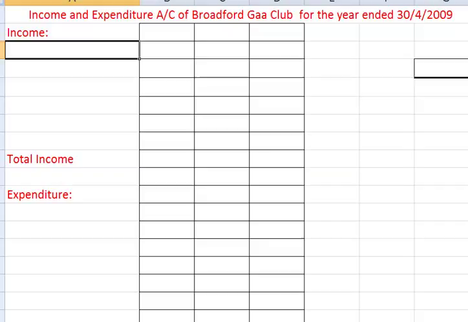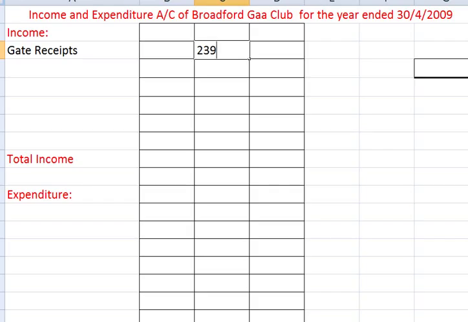Now there was no trading account here, so there's no shop profit or bar profit to put in here. So the first income for this club are the gate receipts, and those are 23,940.